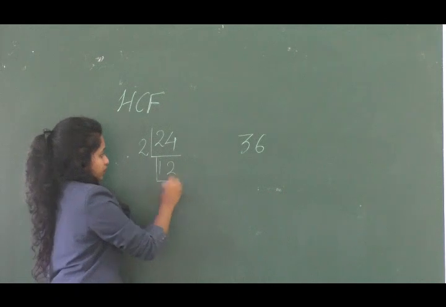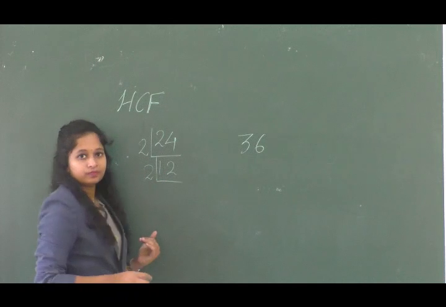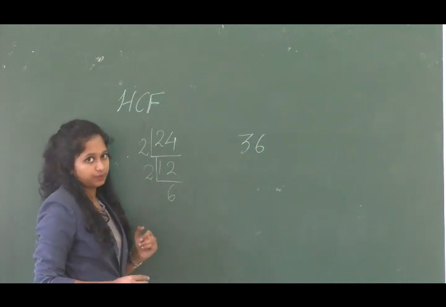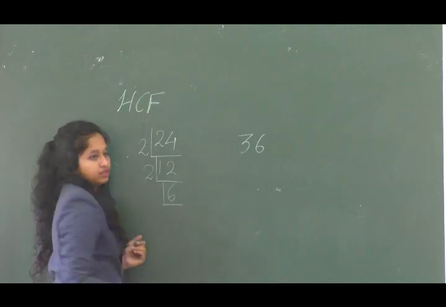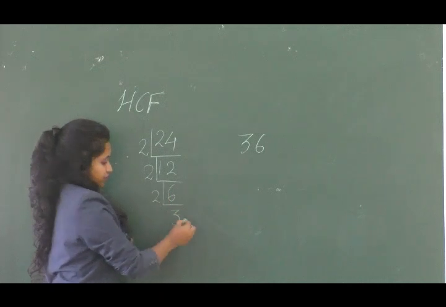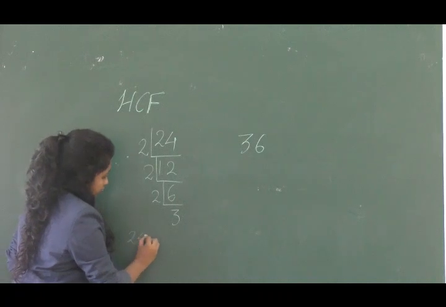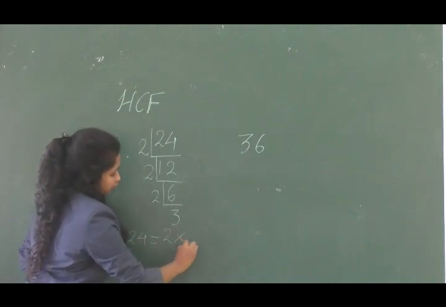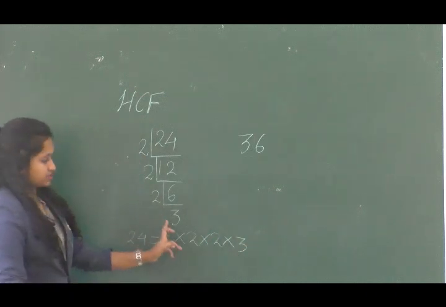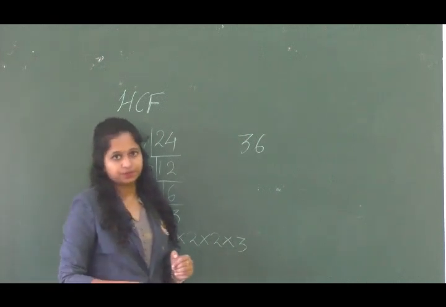Okay? And 12 is again divisible by 2 6 times. 6 into 2 is 12. Again 6 is divisible by 2 3 times. Yes? So 24 can be written as 2 into 2 into 2 into 3. Multiply all these. Okay, 2 into 2 into 2 into 3.